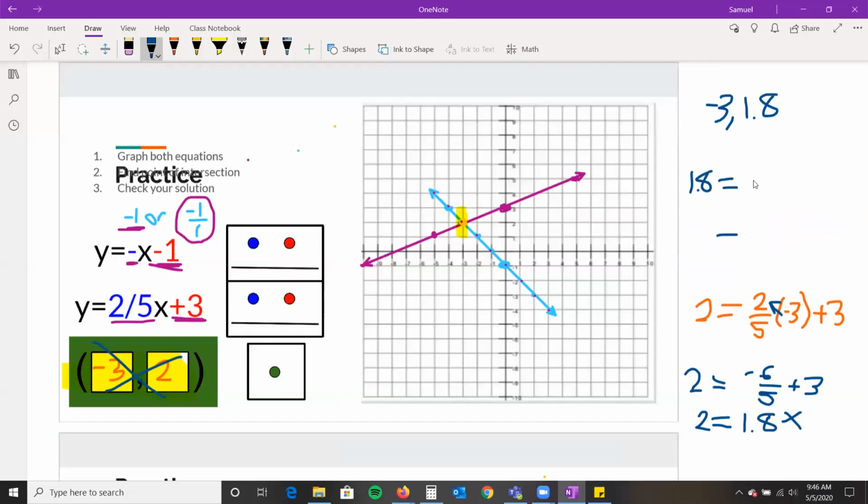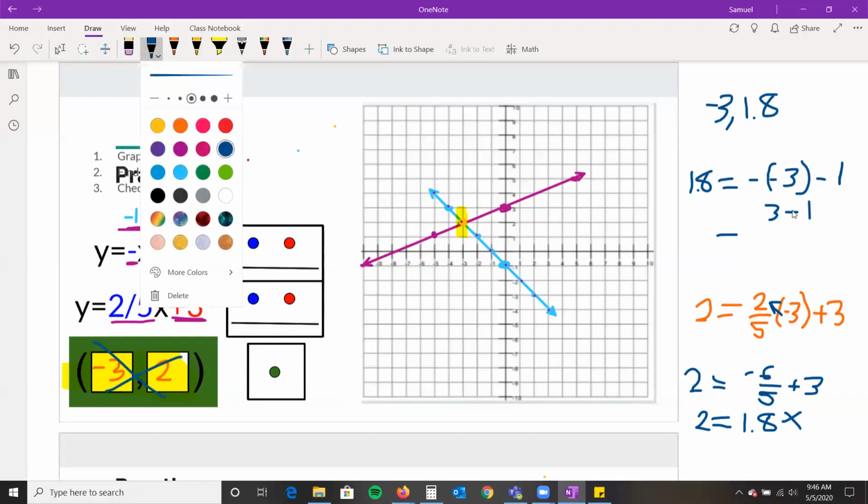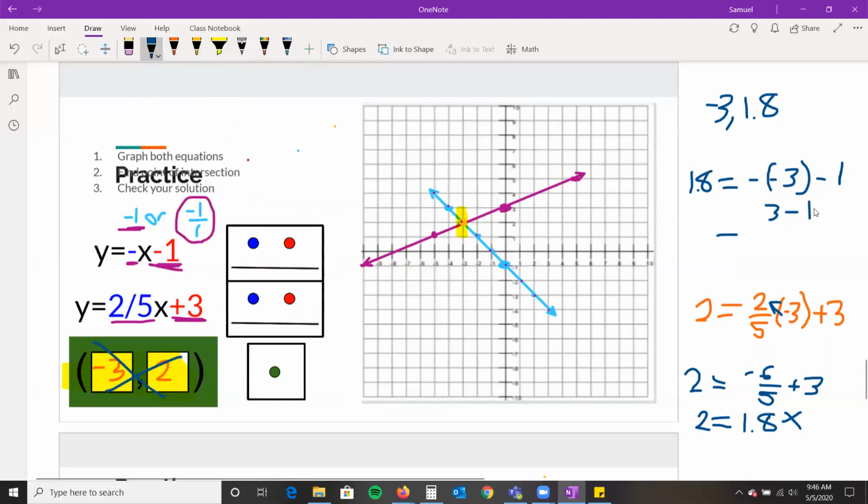And then for the x, we've got a negative of a negative 3, right? That's my x. And then a minus 1. Okay, so negative of a negative, again, is positive. 3 minus 1 should be 2. So then again, it gives us 1.8 equals 2. Oops.